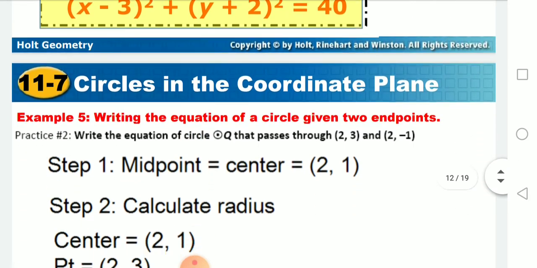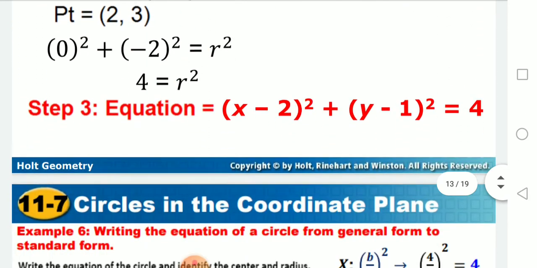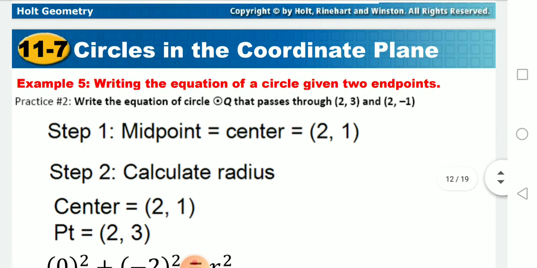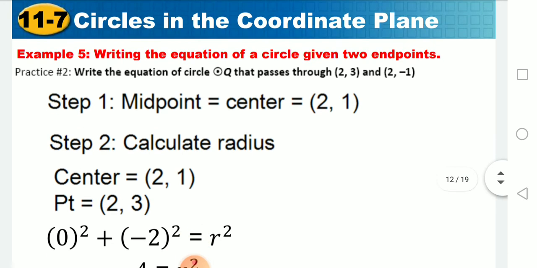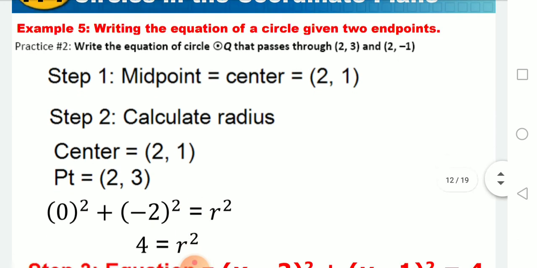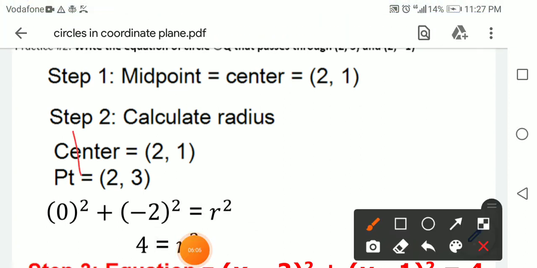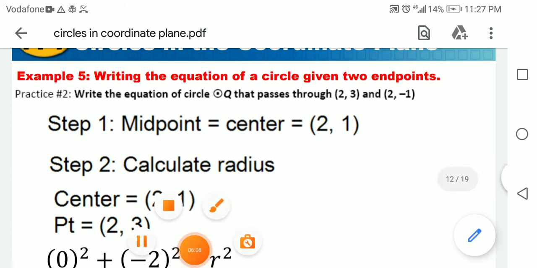Okay, so let's complete here. Writing the equation of a circle given two endpoints. It's the same idea. Write the equation of a circle. Write the center of the circle, and it gives you another question to practice, guys. So let's see them together.